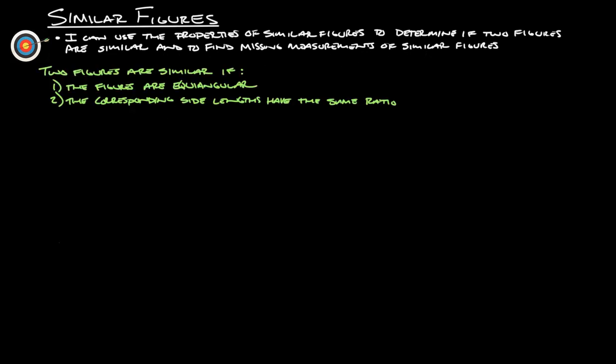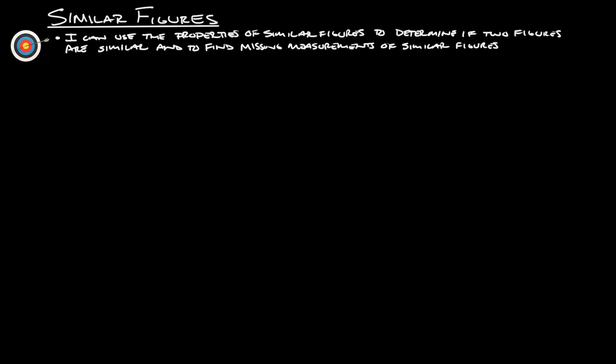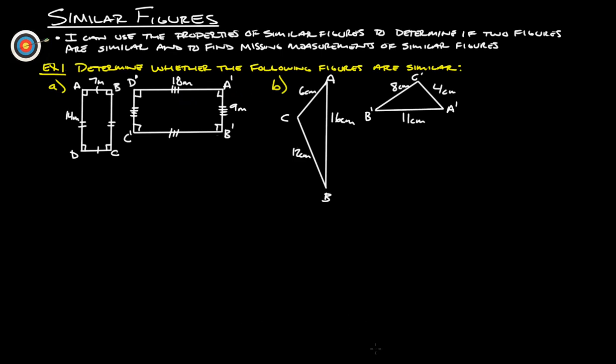All right, so first thing, two figures are similar if the figures are equiangular, meaning all the angles are the same, they all match up, and also the corresponding side lengths have the same ratio. Okay, so let's take a look at some examples to try to see if we can figure that out.